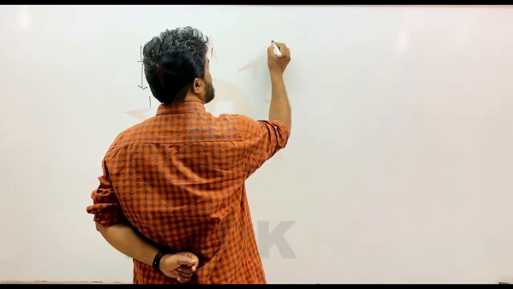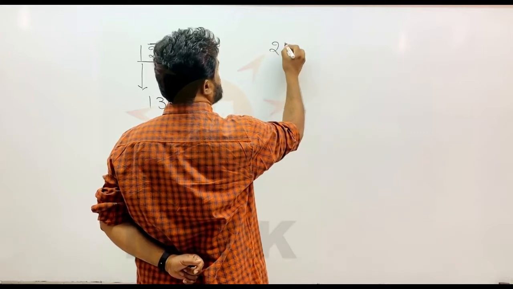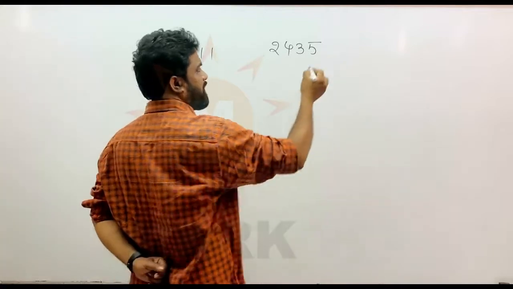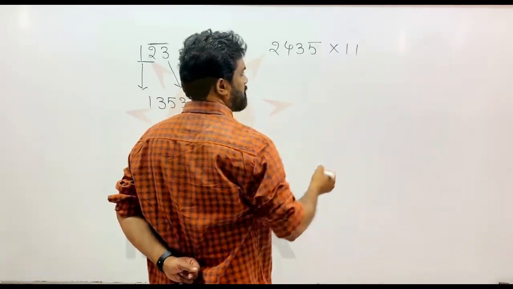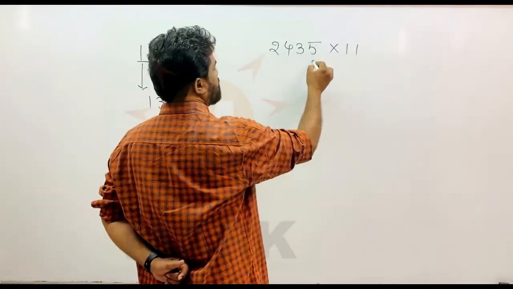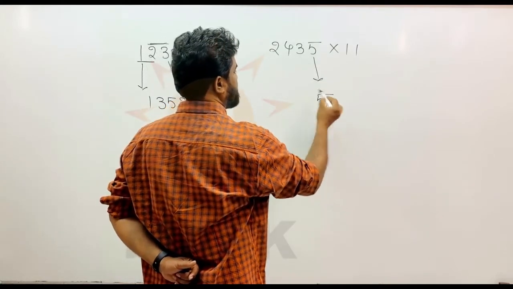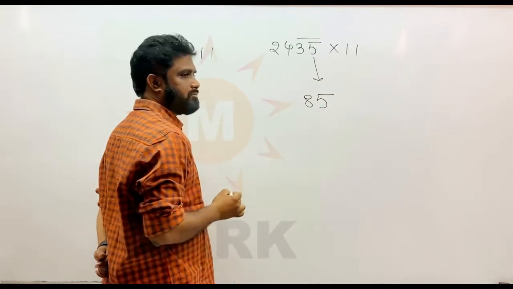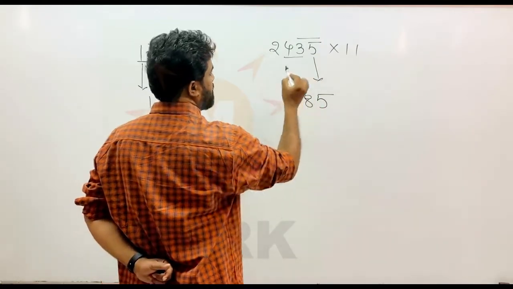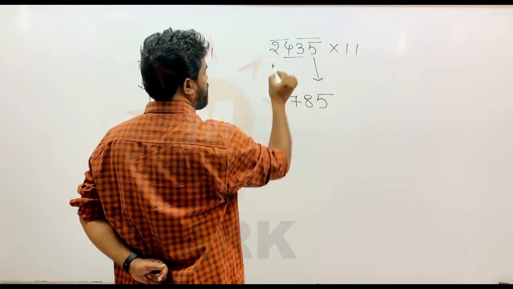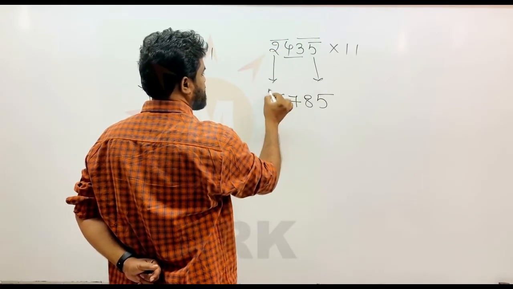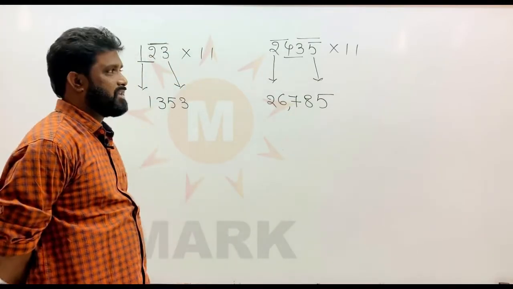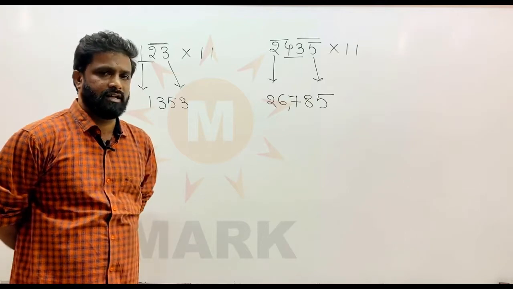Suppose, my dear friends, I take another example: 2435. Suppose this is the number and you need to multiply it with 11. Write the number like this. Units number as it is, 5. Now 5 plus 3 is equal to 8. 4 plus 3 is equal to 7. 2 plus 4 is equal to 6. And write the first number as it is. So 26,785 is the answer.